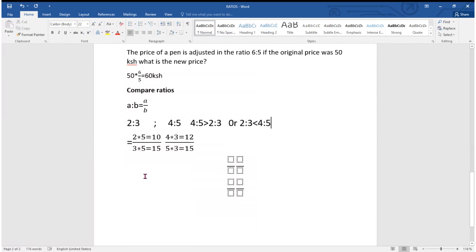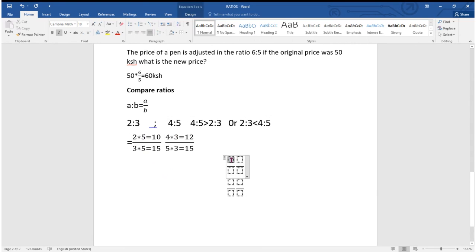So actually what you do, the basic aim, you take the denominators 3 and 5. You find the LCM, which is 15. What do you multiply with 3 to get 15? 5. What do you multiply with 5 to get 15? 3. So you multiply the denominator by 3, you also multiply the numerator by 3. You multiply the denominator by 5, the numerator by 5. So you get 10 over 15 or 12 over 15.